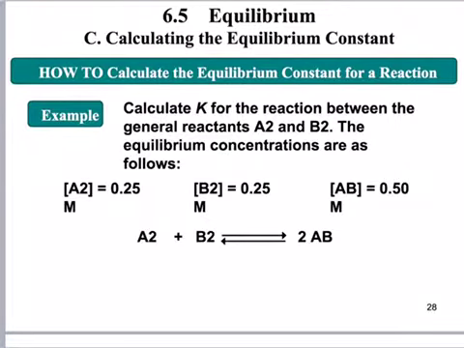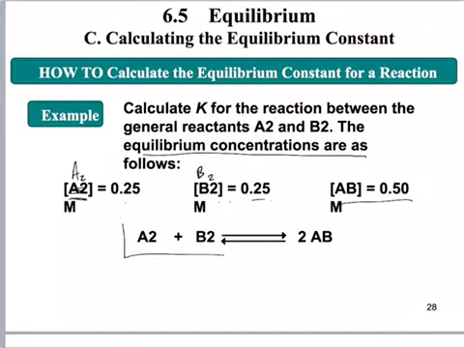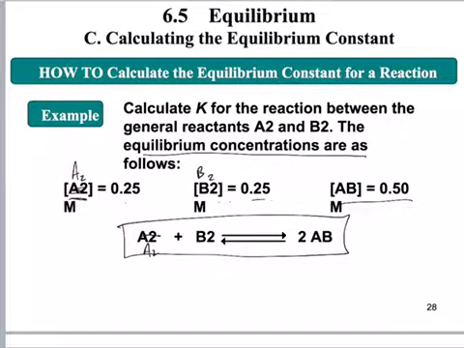Okay? So, if I know that A2, or this should be like A sub 2 and B sub 2 goes to AB. If I know at equilibrium what the concentrations are, so A2 is 0.25 molar, B2 is 0.25 molar, and AB is 0.5 molar, and I know the reaction, I need to know what this is. This is A sub 2, B sub 2, 2AB.